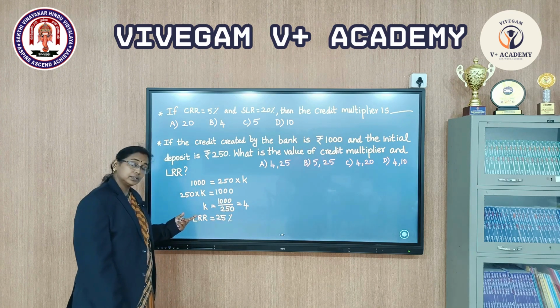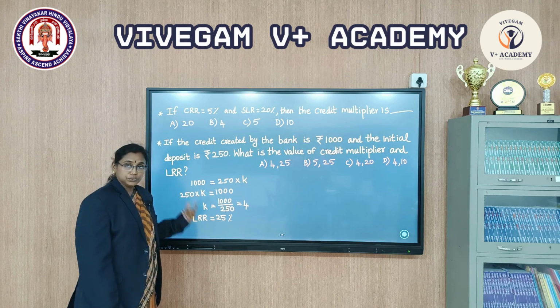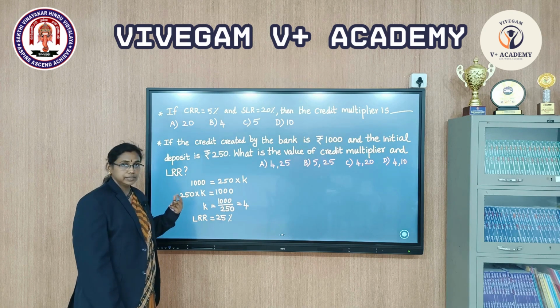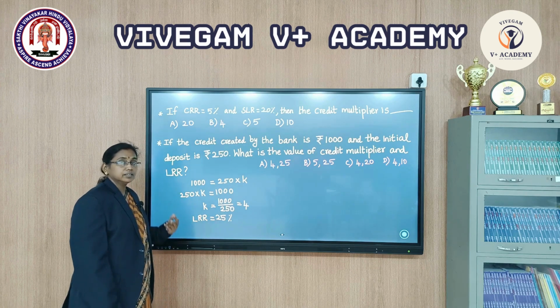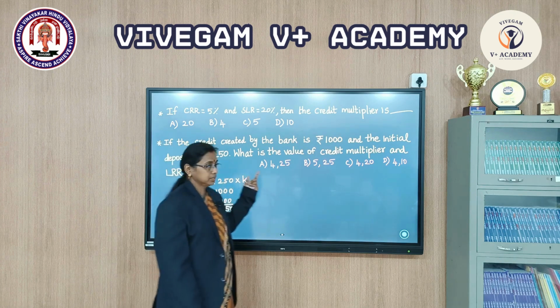Already we have learnt about LRR. When the LRR is 25, the value of K is 4. When the LRR is 20, the value of K is 5. When the LRR is 10, the value of K is 10. We have seen everything. So the correct option is A.